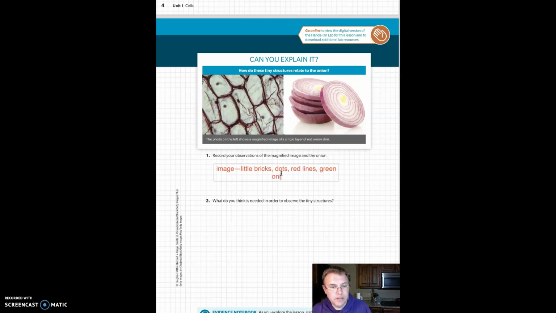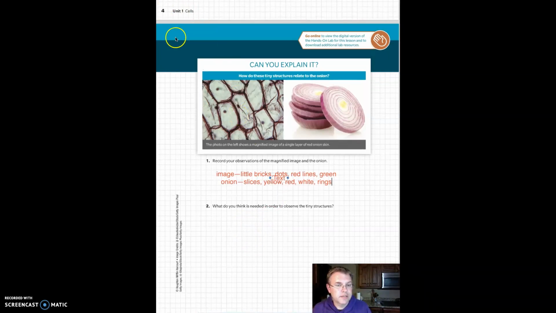When we look over at the onion, I can make some similar observations. It looks like slices. I see colors. I see yellow, I see red, I see white, and I see rings. Okay, little concentric rings there within our onion. And then number 2 says, what do you think is needed in order to observe these tiny structures? Well, you guys are probably fairly well aware of what is actually needed there to observe that. And you could say something like you need a microscope.